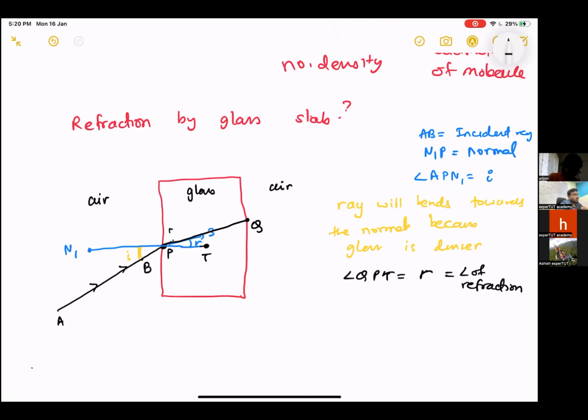Now, if you want to write Snell's law, so what is Snell's law here? If the refractive index of air is 1 and the glass is, suppose, n. Sine I by sine r is constant. Sin I is in which refractive index? In n. Angle I, the angle of incidence, is in which medium? Air.